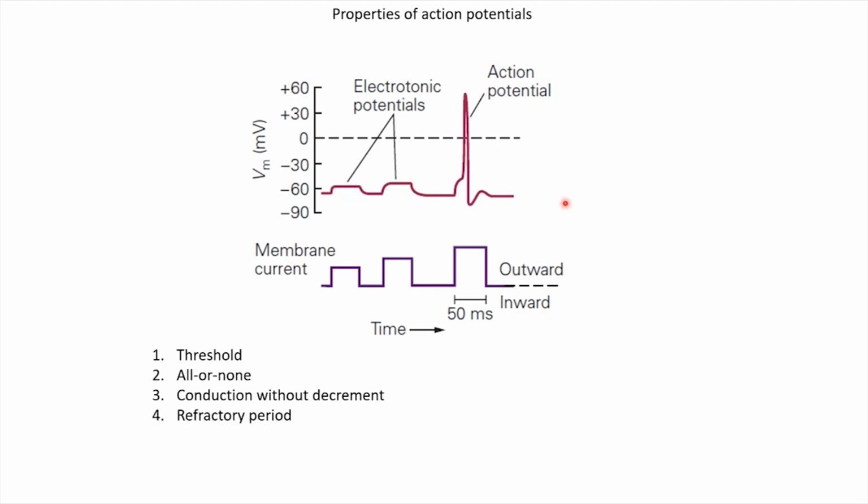And the fourth property is that there is a refractory period for generation of action potentials. So this term refractory period basically says that there is a small time after an action potential is generated in which another action potential cannot be generated. So there must be some minimum time gap before the next action potential can be generated at the same location in the neuron.